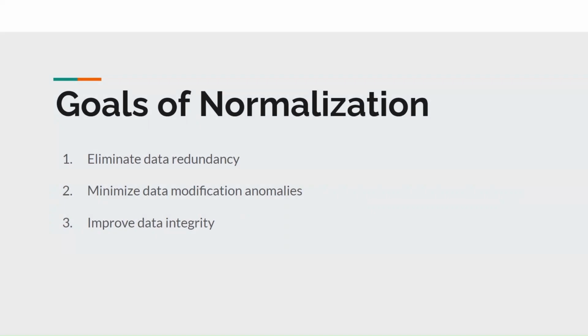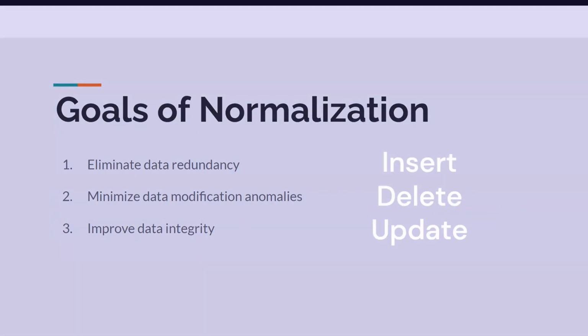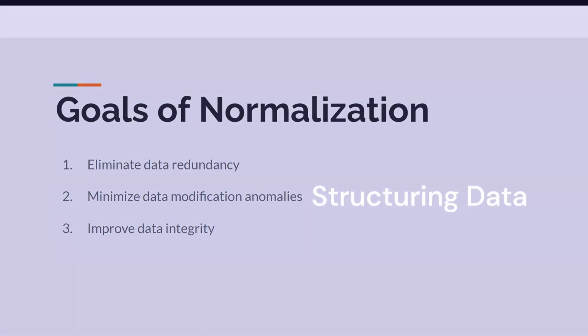Second is to minimize data modification anomalies. Anomalies occur when making changes to the data, such as insert, delete, or update operations, that result in inconsistencies or incorrect data. Normalization helps to reduce such anomalies by properly structuring the database.